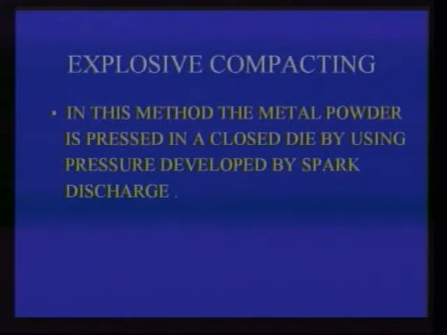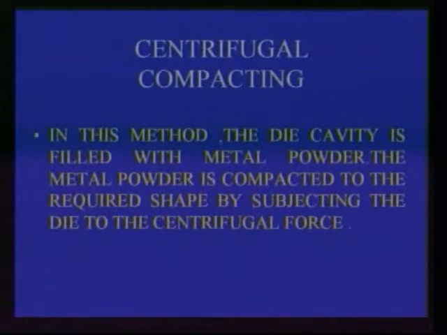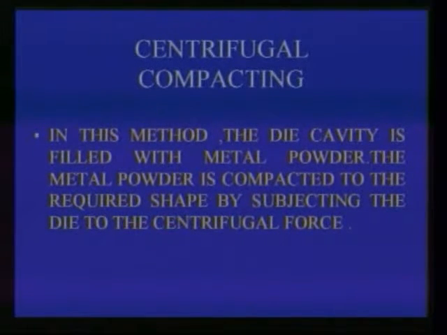Explosive compacting. In the explosive compacting method, the metal powder is pressed in a closed die by using pressure developed by the spark discharge. Centrifugal compacting. In the centrifugal compacting method, the die cavity is filled with metal powder. The metal powder is compacted to the required shape by subjecting the die to centrifugal force.